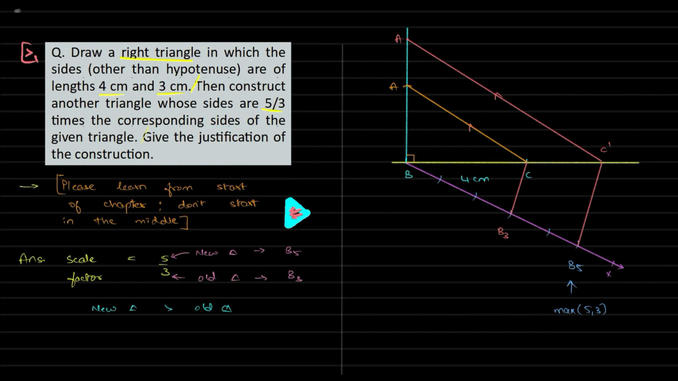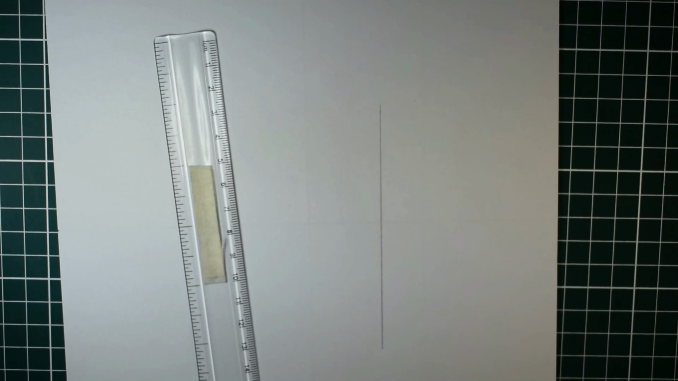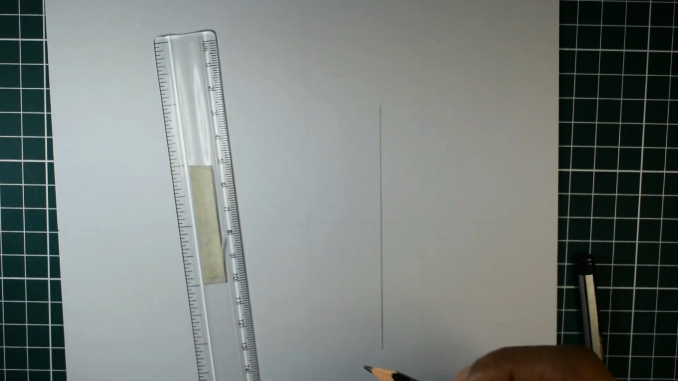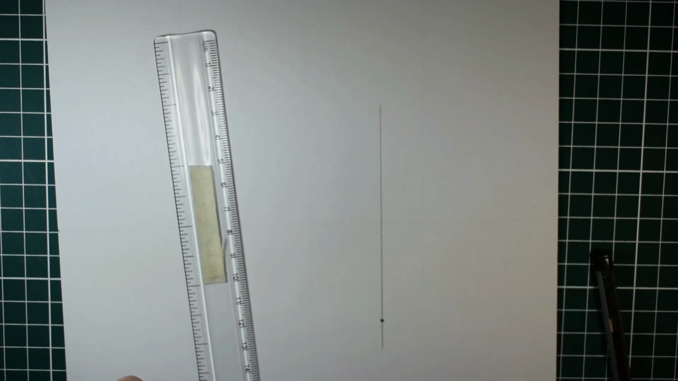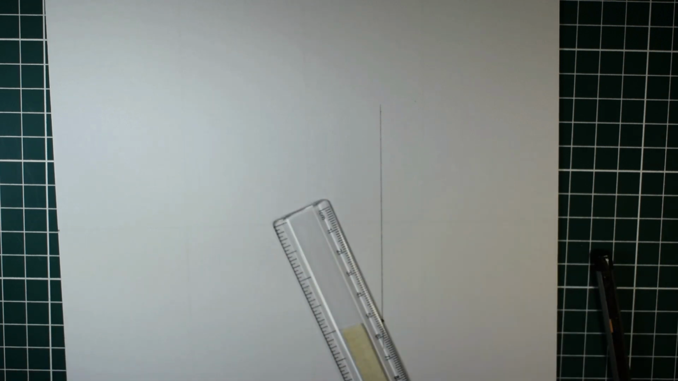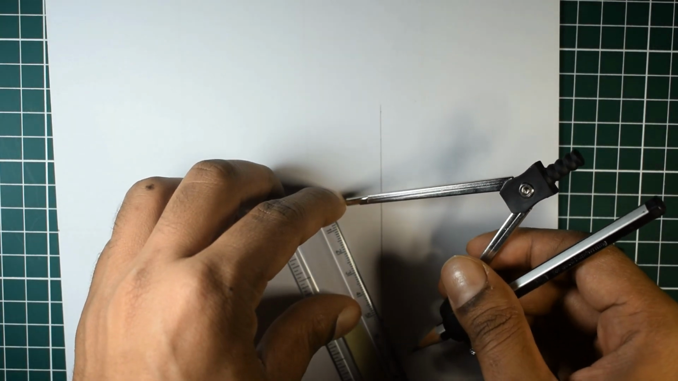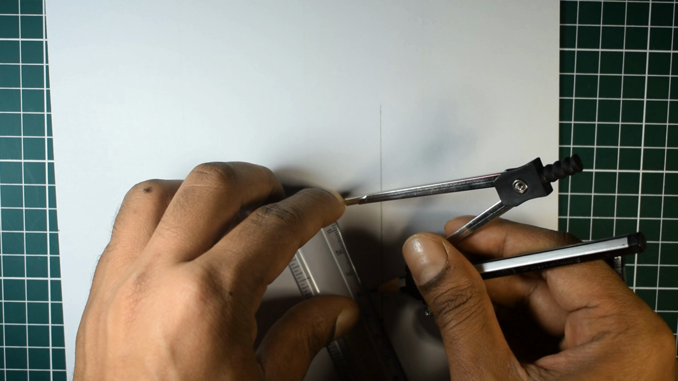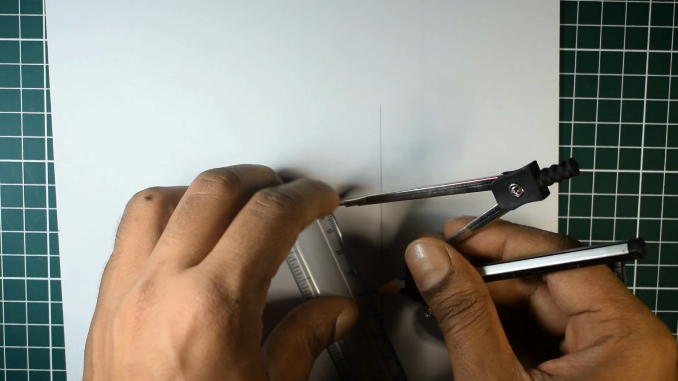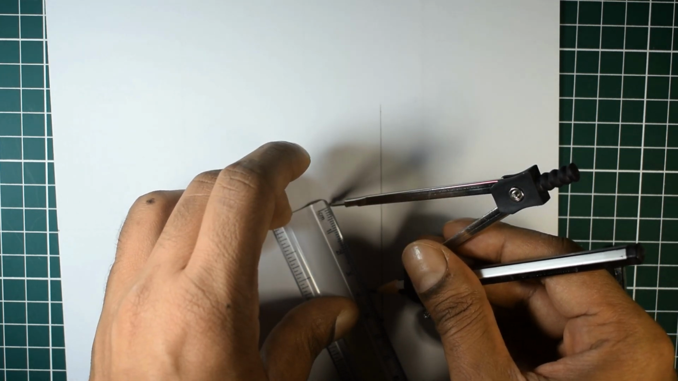So let's have a look at it. First, take a line which is already drawn, and consider your starting point. From that point you need to mark 4 centimeters using your compass. So that would be 4.